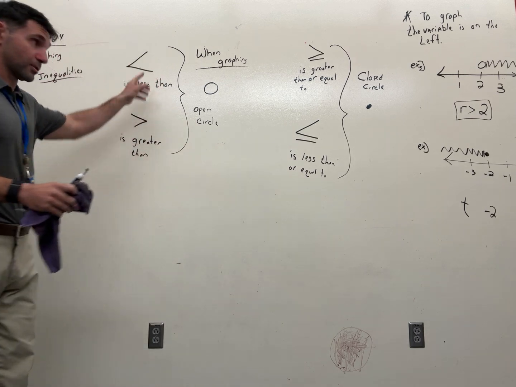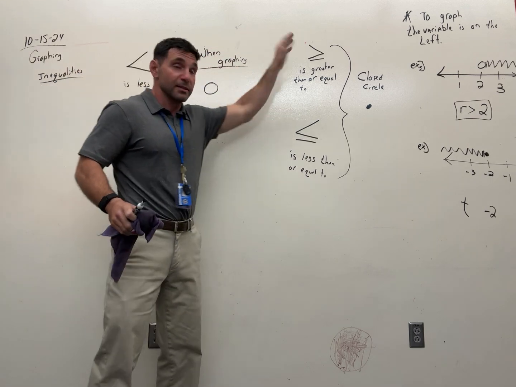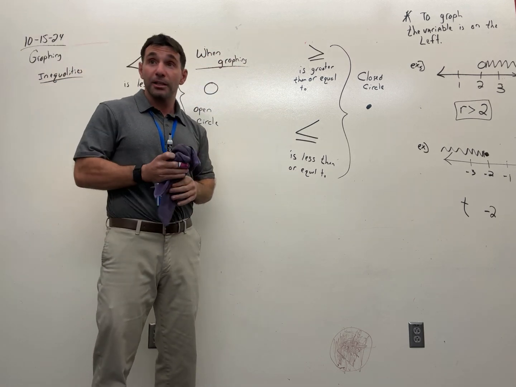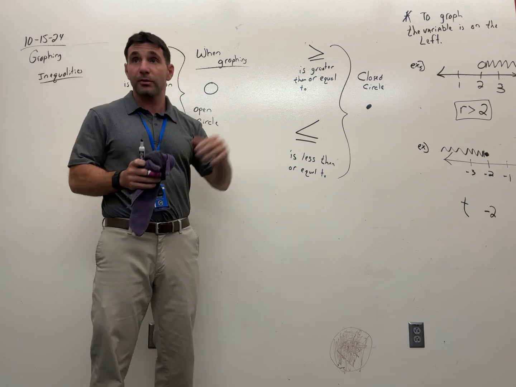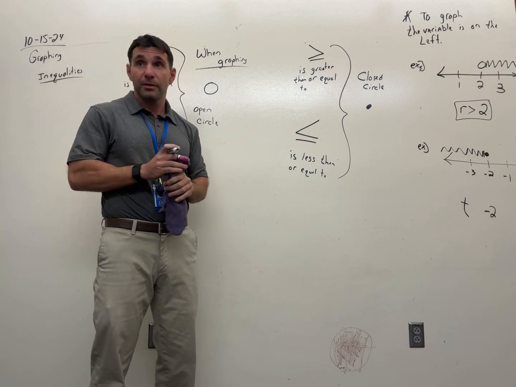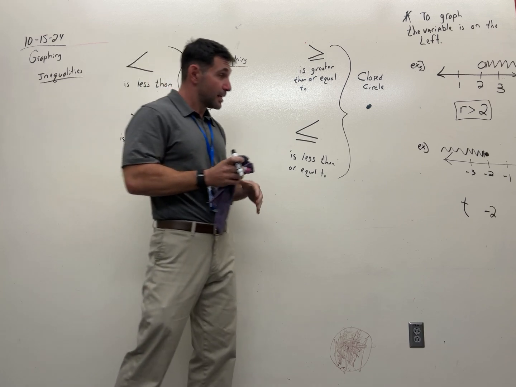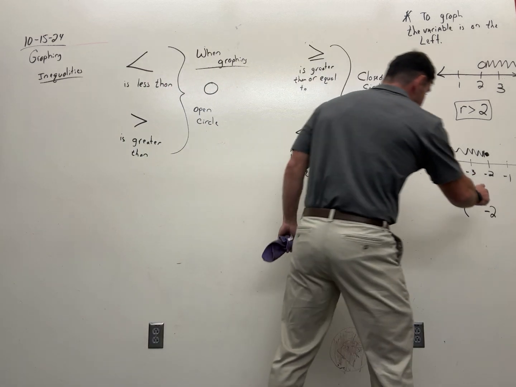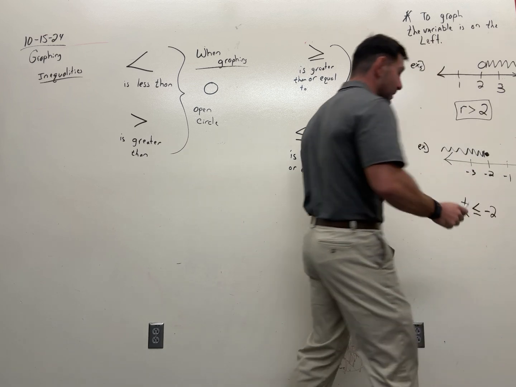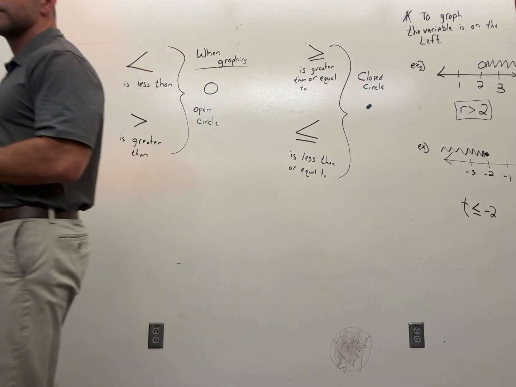So these are open circles. We're not going to use these. We're going to use one of these. Which way is it shaded? To the less numbers or the greater numbers? Yeah. So you put this one. And because it's a closed circle, you say T is less than or equal to -2.